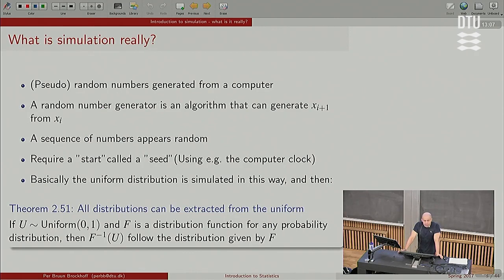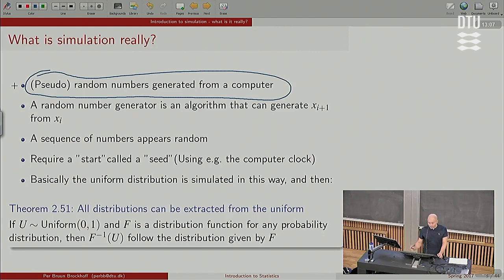So what is it really? When we do random simulation in the computer, we generate random numbers. And this is the little man inside the computer throwing the dice for us. Now, there is no little man in the computer, right? It's actually just a computer.